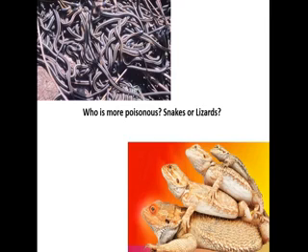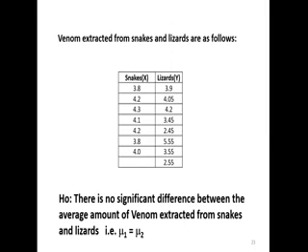Let us assume that a researcher is doing an experiment of collecting venom from snakes, and alternatively he can also collect venom from the lizards. Now in the process of collecting venom from the snakes and the lizards, he has generated the following data. So these are the amount of venom collected from the snakes, and this is the amount of venom collected from the lizards at one go. So these are measured obviously in ml.